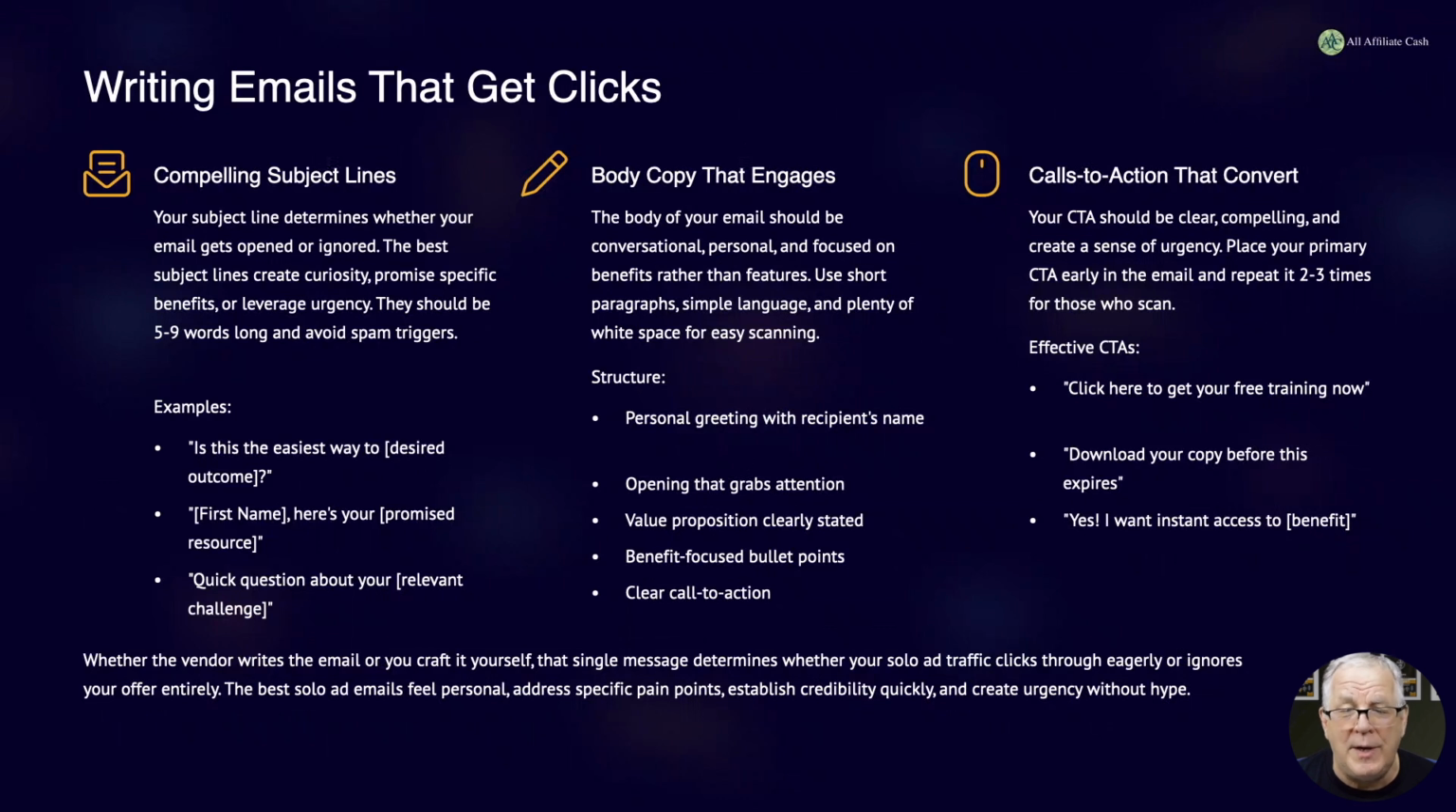Finally, calls to action that convert. Your CTA should be clear, compelling, and create a sense of urgency. Place your primary CTA early in the email and repeat it 2 to 3 times for those who scan. Effective CTAs include, "Click here to get your free training now," "Download your copy before this expires," or "Yes, I want instant access to this system."